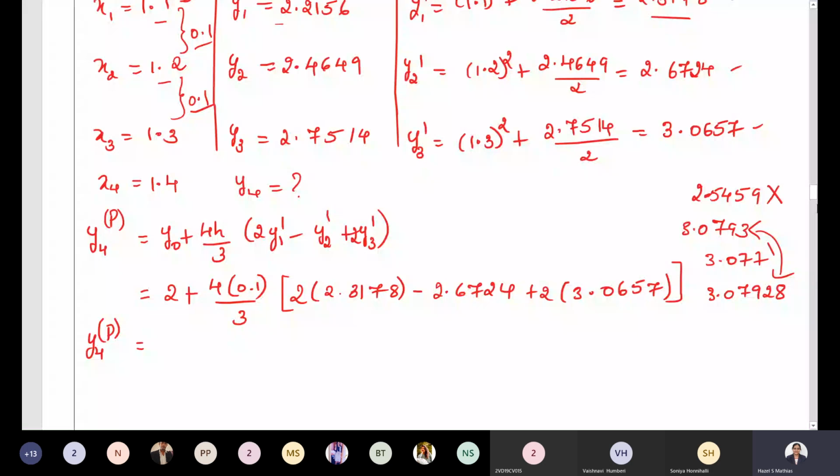The rest two are wrong. Those who have got it, redo the calculation. So the answer is 3.0793. So this is the predicted value of y4. Do it everyone, be quick.